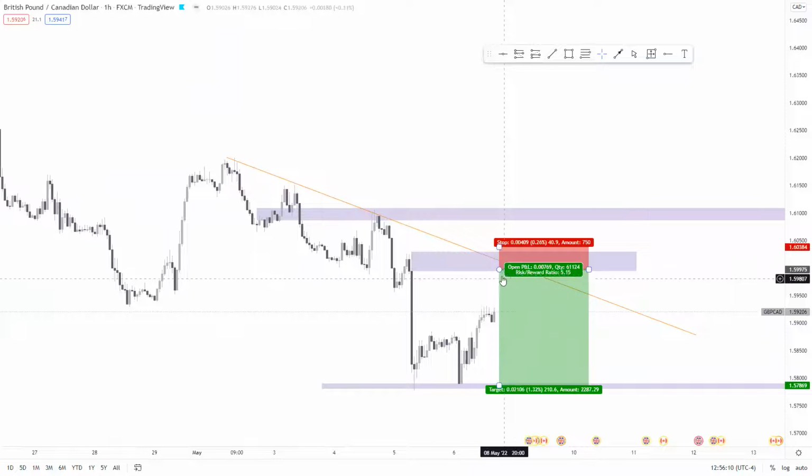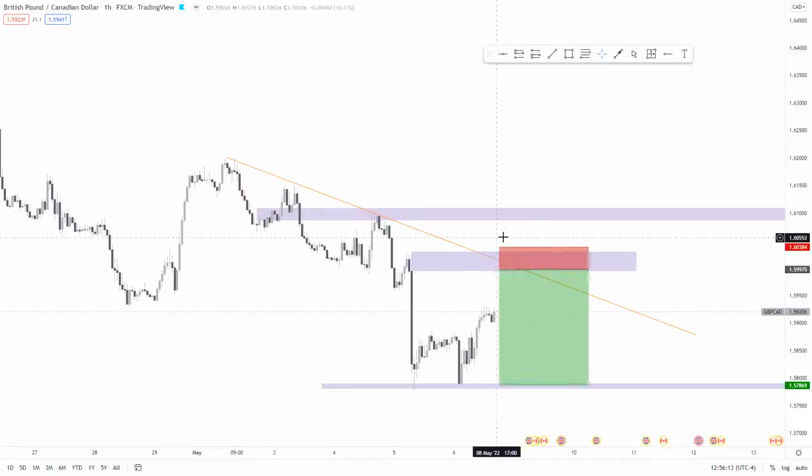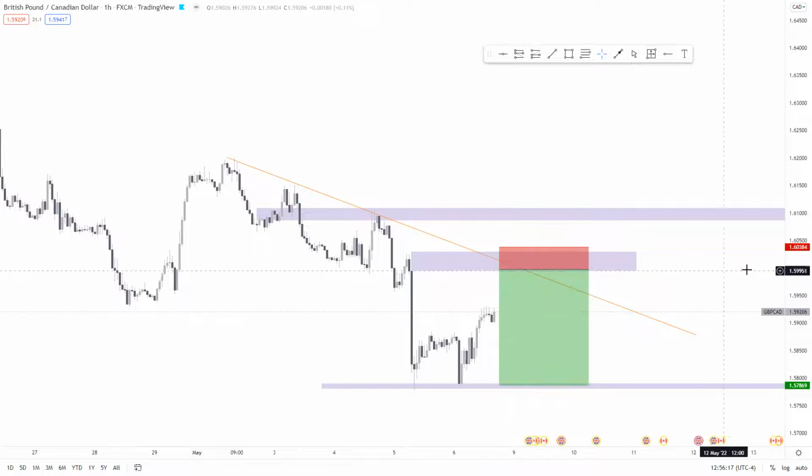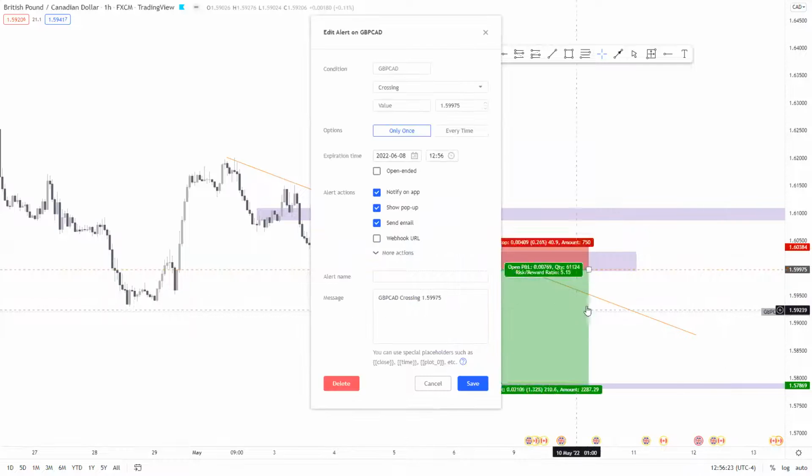Okay, so if it closes bullish here, we're not going to enter. We're going to wait for price to turn bearish. So we also have this area. I'm going to set an alert for it so I can give you the signal later.